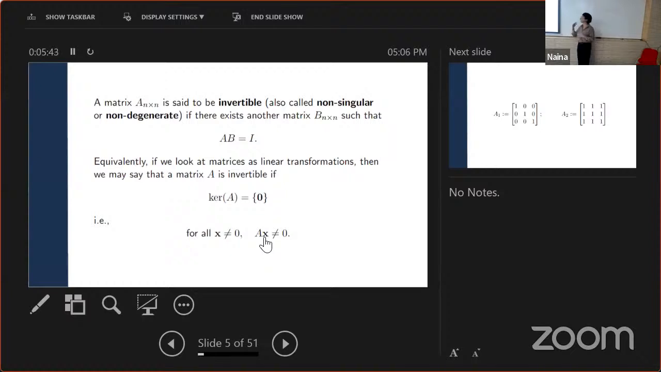If you look at matrices in terms of linear maps, then all we say is that as long as no non-zero vector is taken to the zero vector, that is, the kernel is trivial, then this map is invertible.